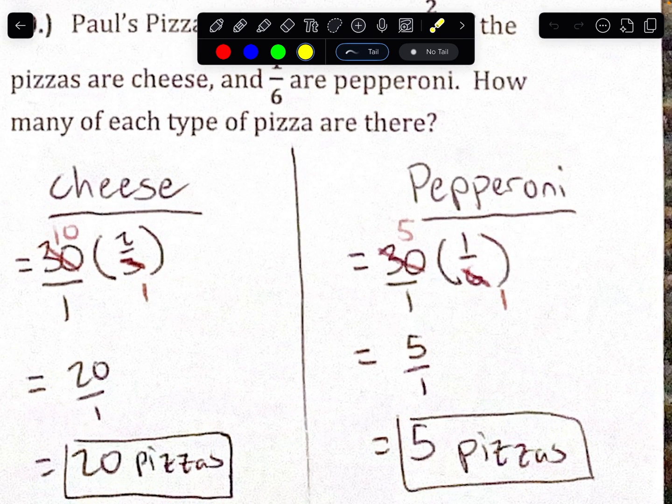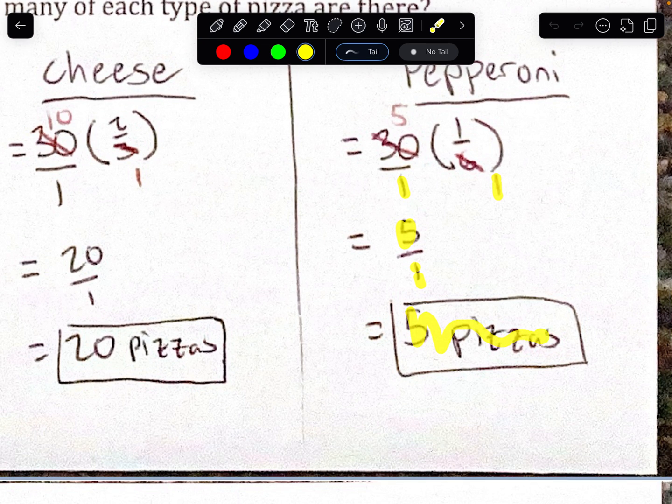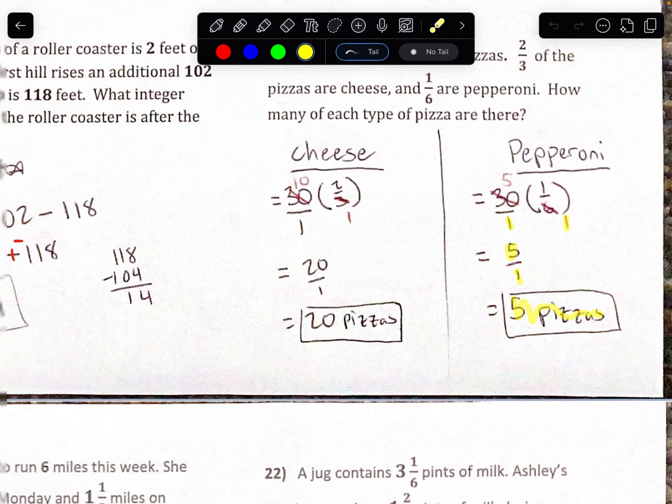As for the pepperoni, same thing, it's a multiplication. So of the 30, 1/6 of them is pepperoni. 6 and 30 can cross cancel, so 6 can go into 6 one time. 6 can go into 30 5 times, and then you multiply across, so 5 times 1 makes 5. 1 times 1 makes 1. So 5 pizza slices are pepperoni.